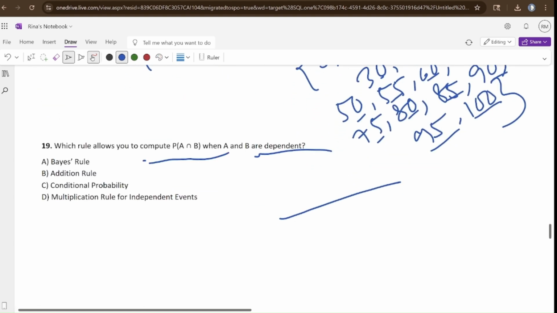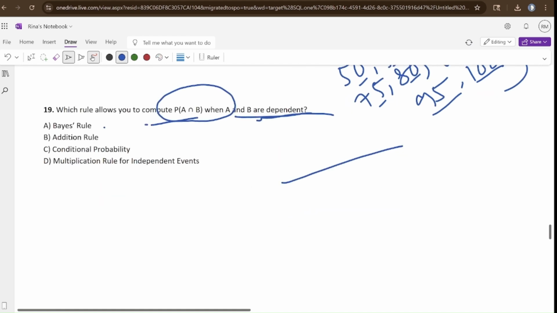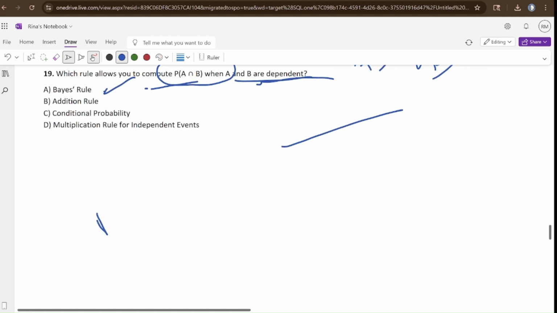Which rule allows you to compute P(A intersection B) when A and B are dependent? Okay, so first is Bayes rule. Let's understand what is Bayes rule. Bayes rule simply means what is the probability of occurring event A when event B has already happened. Okay, this is the past. This has already happened. So what is the probability of occurring event A?